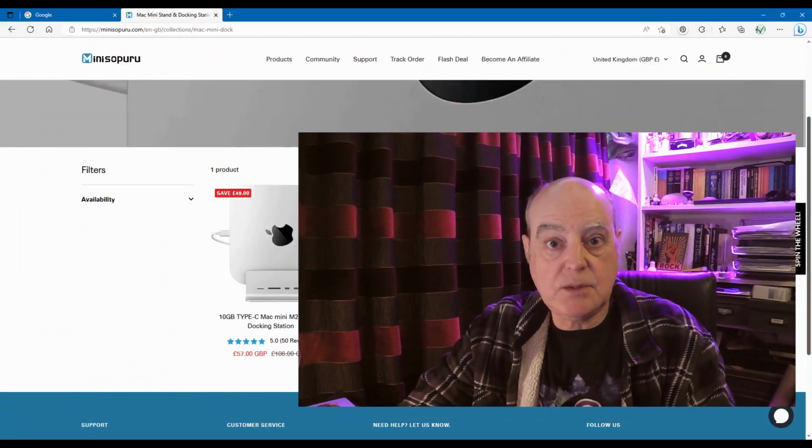What I decided in the end, having looked at a lot of reviews, and there's been a lot of YouTube reviews watched in this process, trust me, was to go for a Mini Saporu Mac Mini housing. This doesn't have the Mac Mini sat down flat, it actually stands it up at 90 degrees vertically. And this is what it looks like.